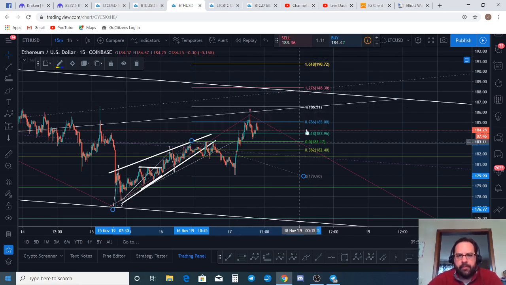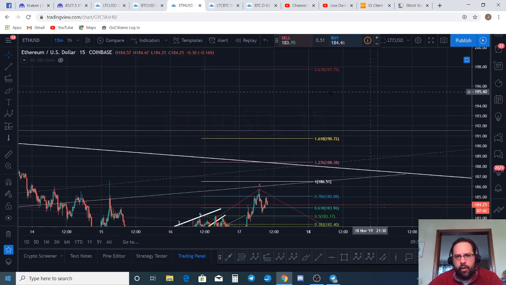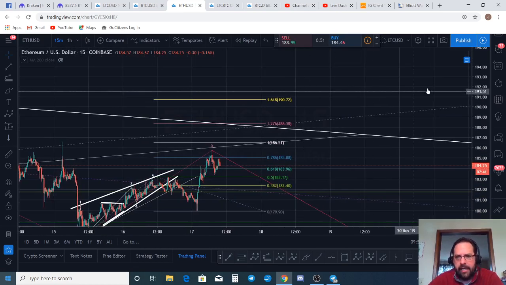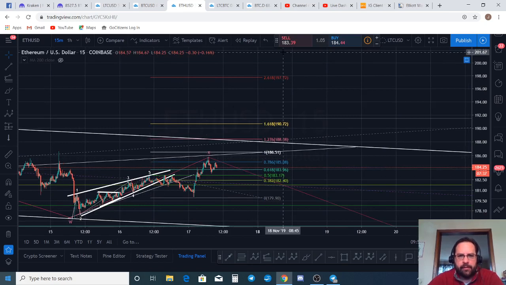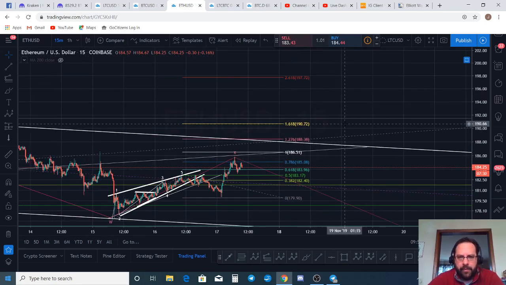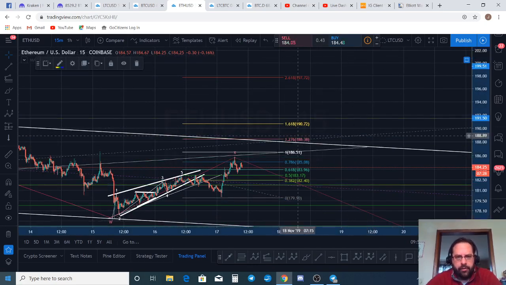So if this becomes an impulse wave, we should be hitting 191 or higher. 197 would be likely based on the size of that wave. So if it's a bull move, expect Ethereum to get up here to 197 at least, and then possibly one more push higher even than that. If this is corrective, it could be finished now.